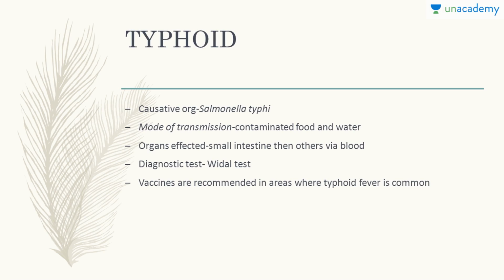We have typhoid. The causative organism is Salmonella typhi, which is a bacterium. The mode of transmission is by contaminated food or water. Because it is by contaminated food or water, the affected system should be the GI, gastrointestinal system. The first organ affected is the small intestine, then other organs like the liver are affected through the blood. Then the diagnostic test for typhoid is the Widal test.